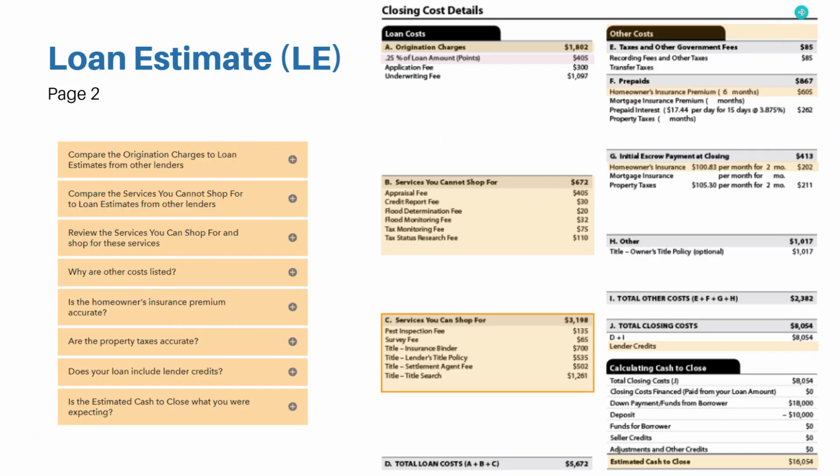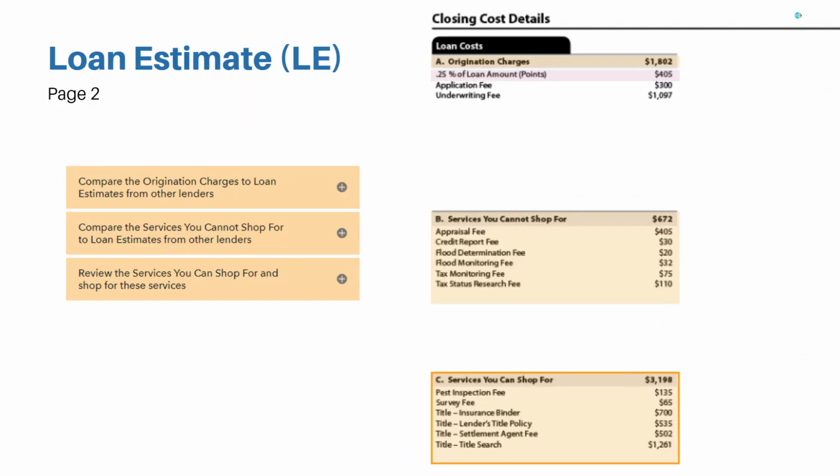Here's what page 2 looks like. This one has a lot of information on it, but it's important that you look at sections A through J. And we will go through all of this together and it breaks down all of the costs. So our first section A shows you origination fees, discount fees, lender specific fees. Section B is services you cannot shop for.